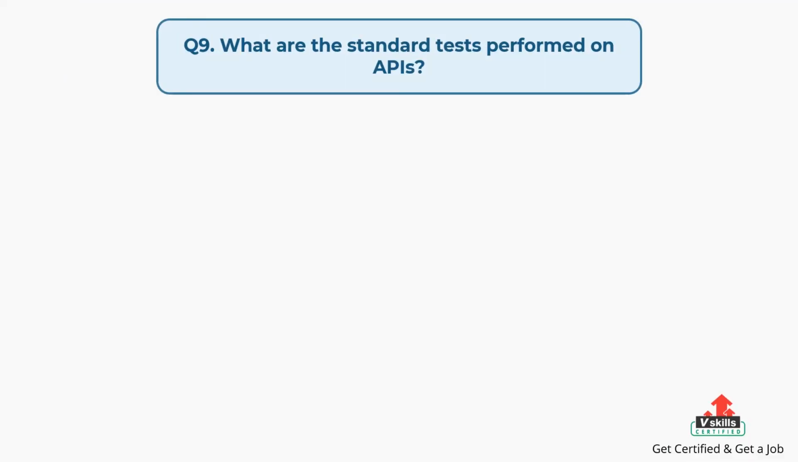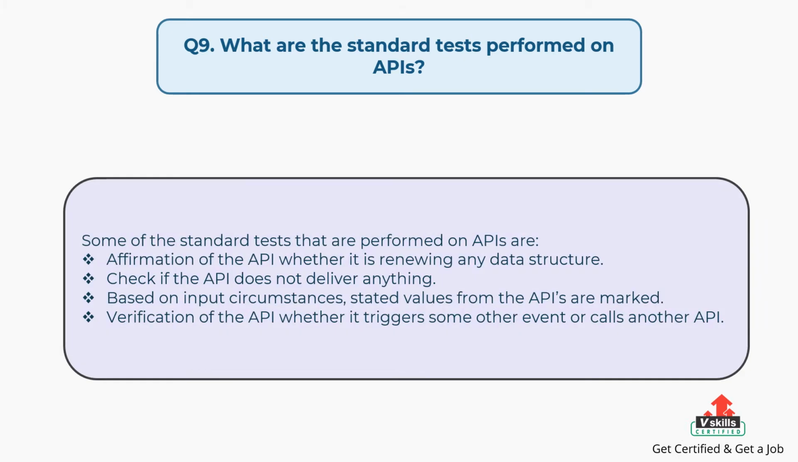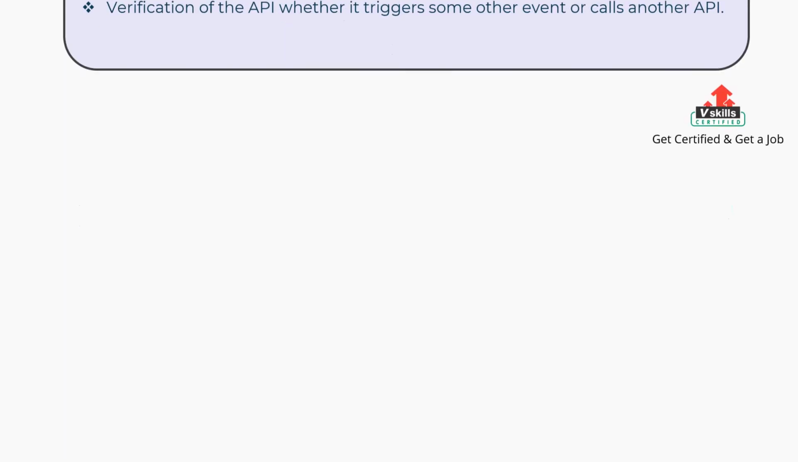Question number 9. What are the standard tests performed on APIs? The answer is some of the standard tests that are performed on APIs are affirmation of the API whether it is returning any data structure. Check if the API does not deliver anything. Based on input circumstances, stated values from the APIs are marked. Verification of the API whether it triggers some other event or calls another API.